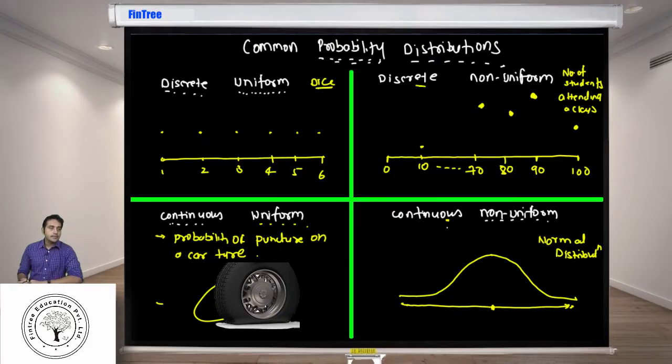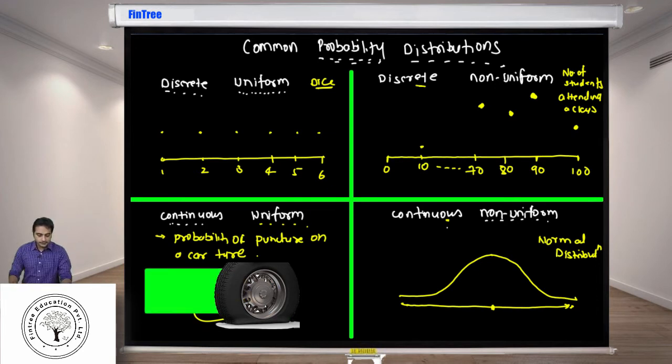And it is continuous because will you also agree that there are infinite number of points on a tire where we can have a puncture? If I pinpoint specifically one single point and ask you what is the probability of having a puncture there, you would say it's almost impossible because there are infinite number of points. So you cannot have probability of one single point, but you can have probability of a region.